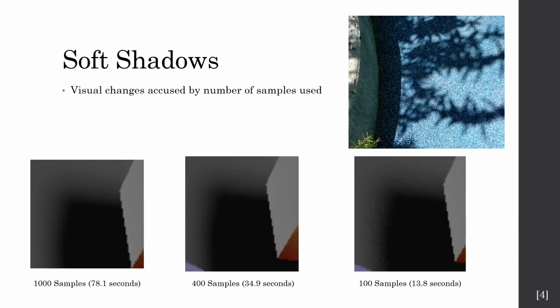These images show the effects the number of light samples have on my soft shadows. As you can see, the fewer light samples that are used, the more noisy the edge of the shadow becomes. However, increasing the number of samples also increases the render time. I found 400 samples to be a nice middle ground between noise and performance.